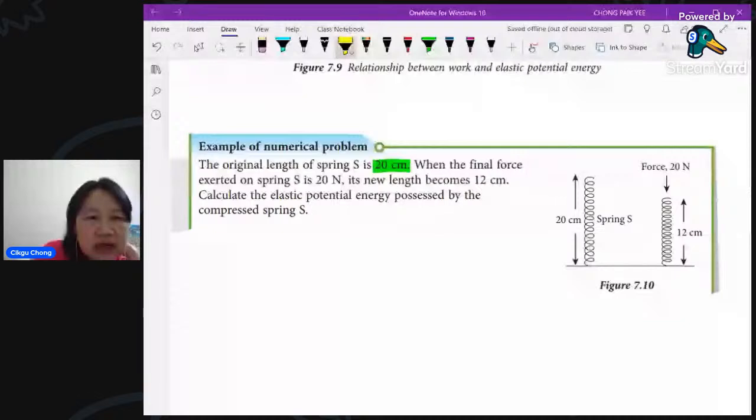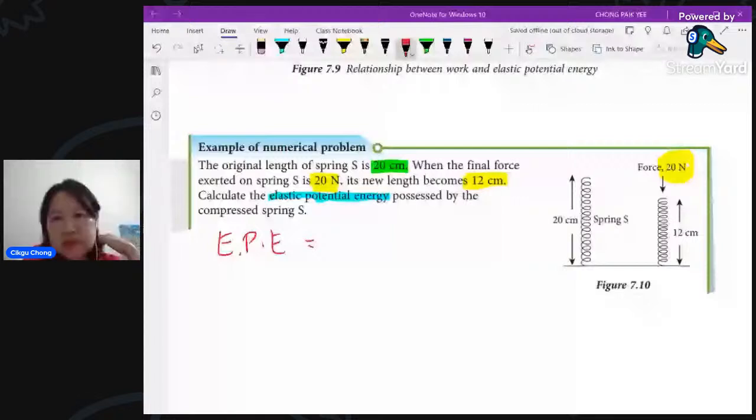Simple, right? So the first thing is always write your formula. If you don't know how to do it, never mind. Just write your formula. Once you look at the formula, you will know what to do. Half Fx. First of all, half you leave it there, always there.